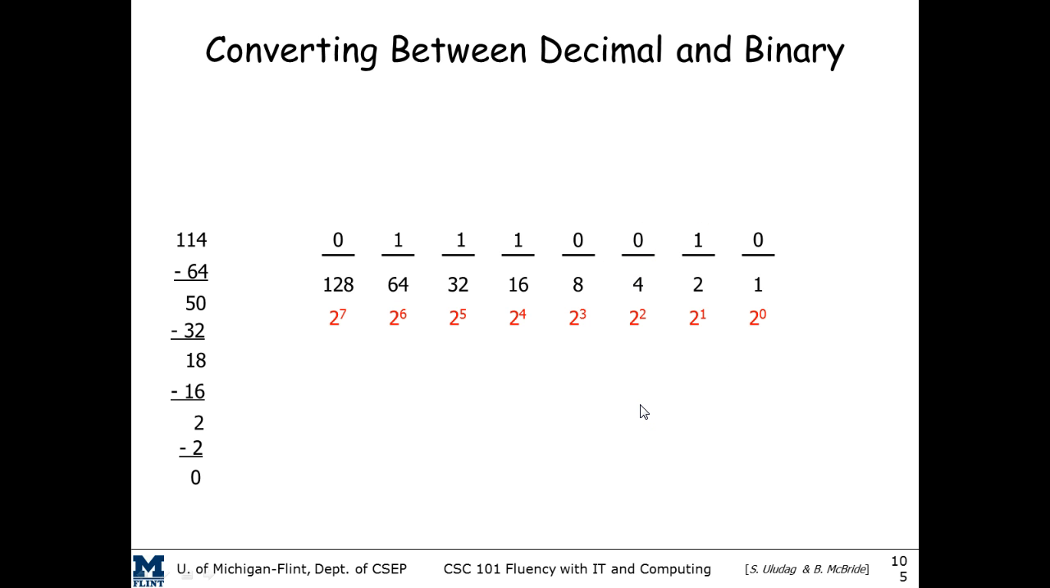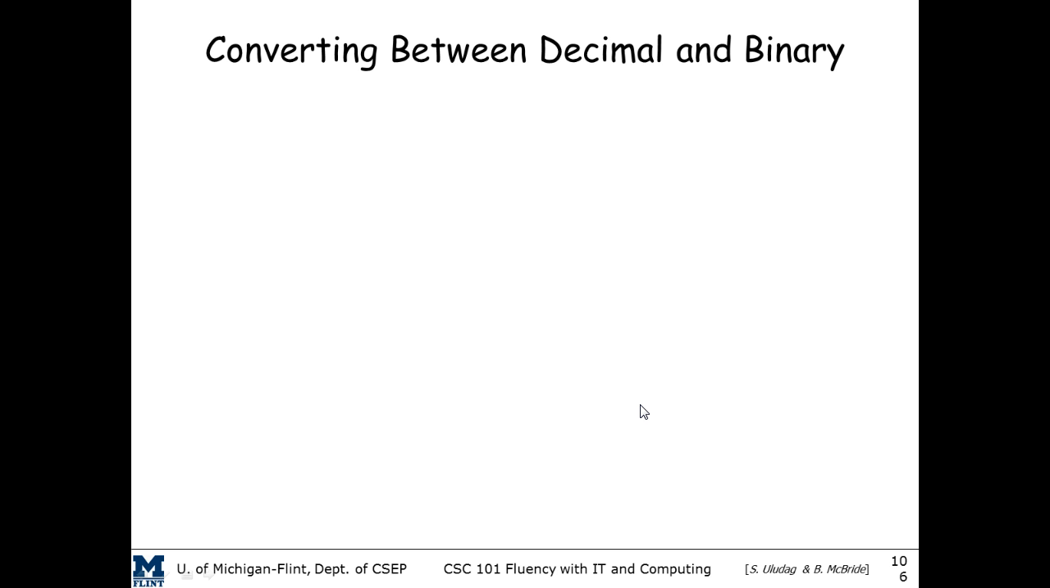So let's try this one more time. Let's start off by putting in our blanks, 1, 2, 3, 4, 5, 6, 7, and 8. And then put the place value for each blank, 1, 2, 4, 8, 16, 32, 64, and 128. And let's convert the decimal number 54. So again, we start off asking the question, will 128 go into 54? No. So we place a 0 in that place value of the binary number.